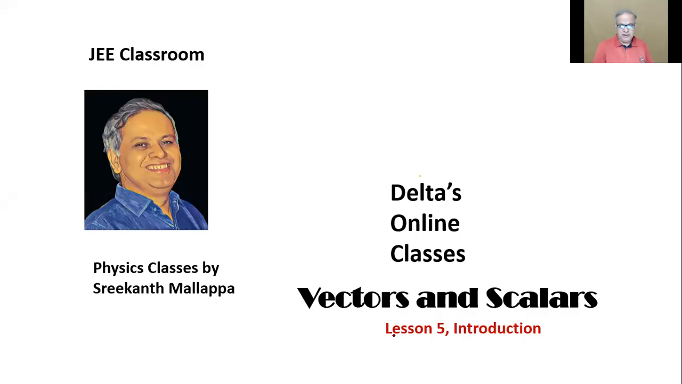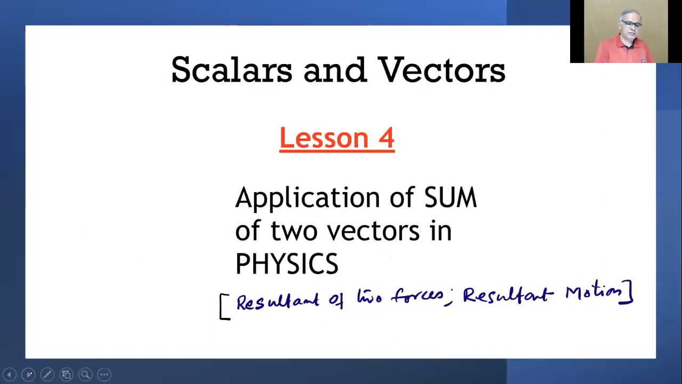Yes, today is lesson 5. Actually, the way I've given you, it was only lesson 4. Since we did not finish our application there, we are still continuing. That keeps happening, don't worry. Now, application of sum of two vectors in physics, this only is continuing. Resultant of two forces, resultant motion. So, okay, that we are continuing. We are one lesson behind because we are going slow.